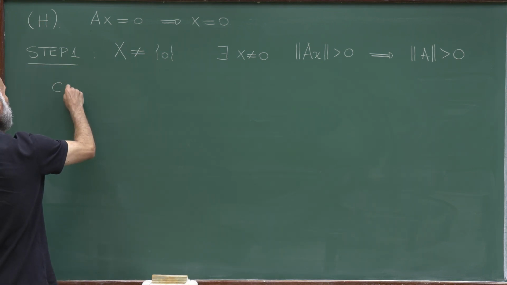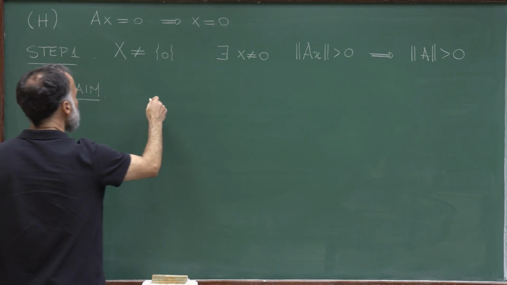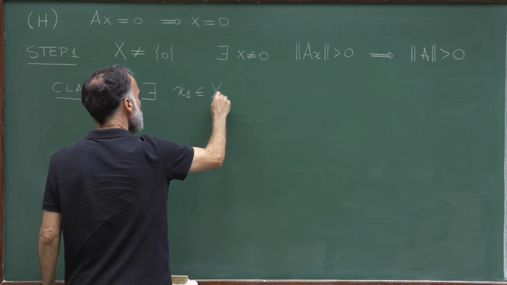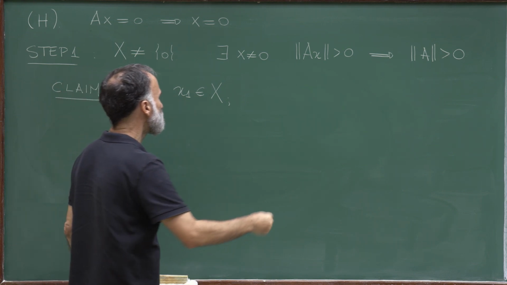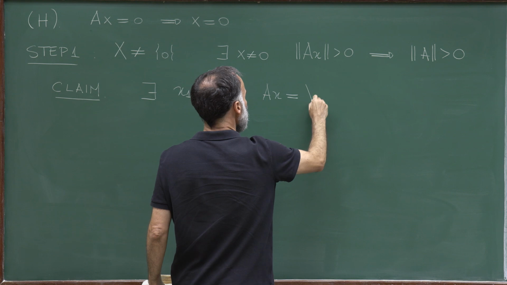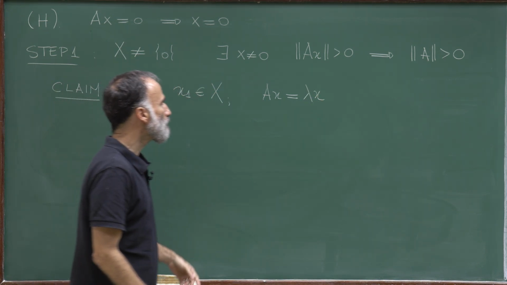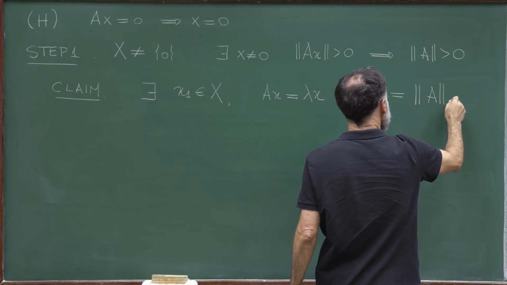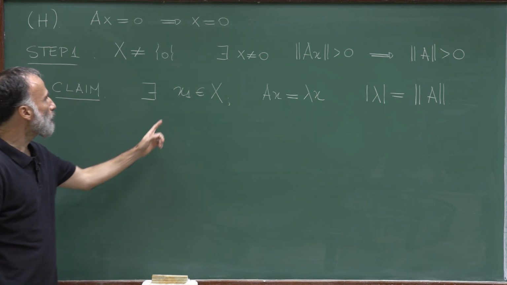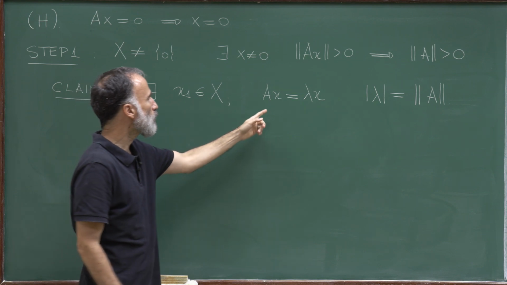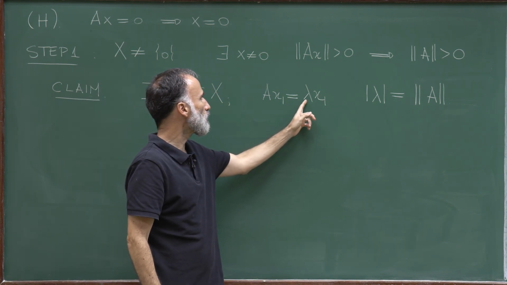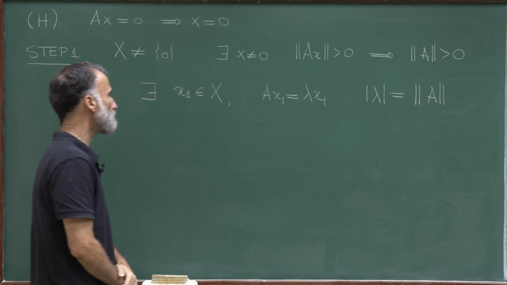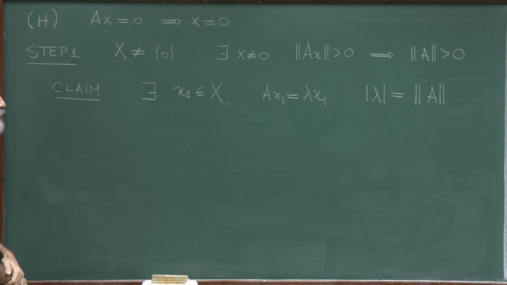Now my claim is that there exists x in X, let me call it x1, which has the following property. It's an eigenfunction, so Ax1 equals lambda x1 for some lambda, and this lambda satisfies that its absolute value is equal to the norm of A. So what I want to prove is that there exists an element of X, which I'm calling x1, which is an eigenfunction, Ax1 equals lambda x1, and this lambda has the following property: its absolute value is equal to the norm of A. Let me prove this claim, which is the content of step 1.